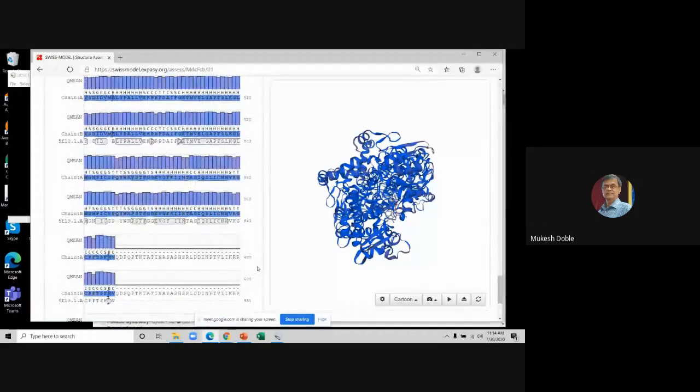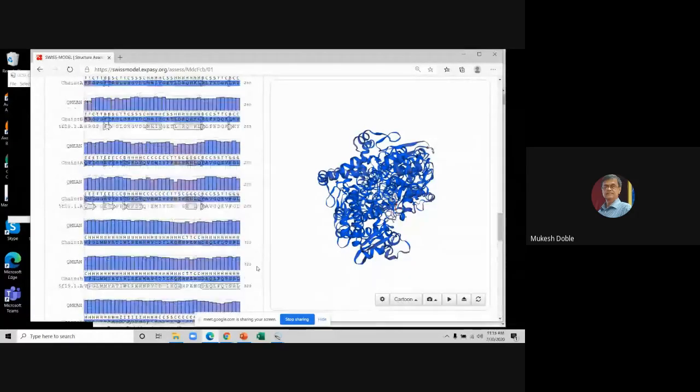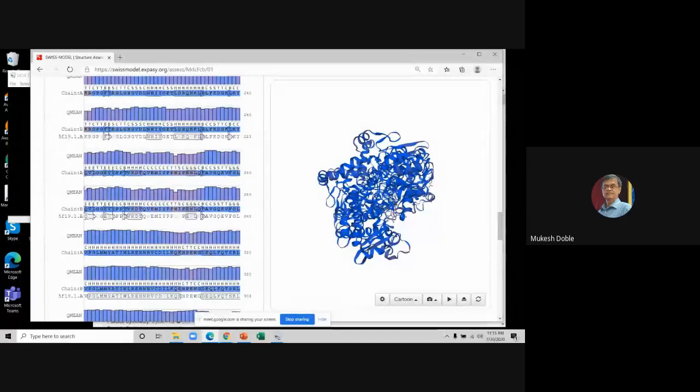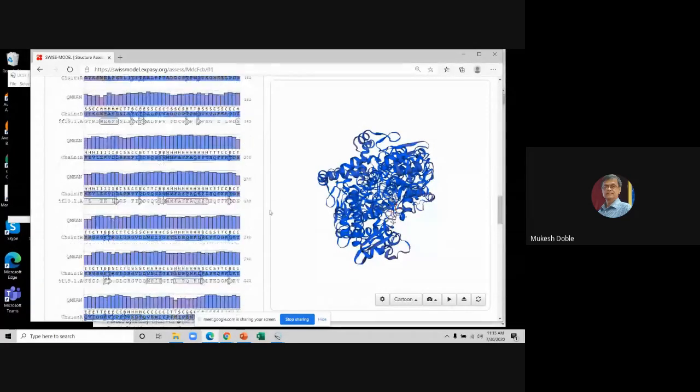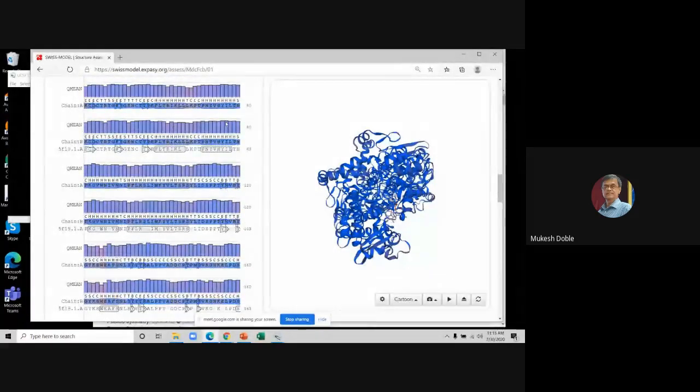Okay, so everything is within this line. As you can see here, everything is within that line, so it's not bad. There are not much deviations in this protein. Okay, so everything is within this line. You can see here, we're doing it for the entire chain. You can see chain A.